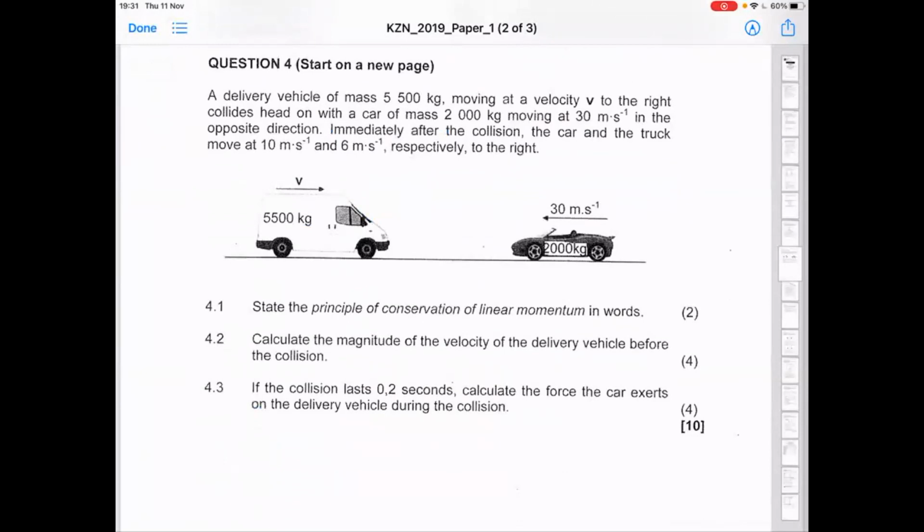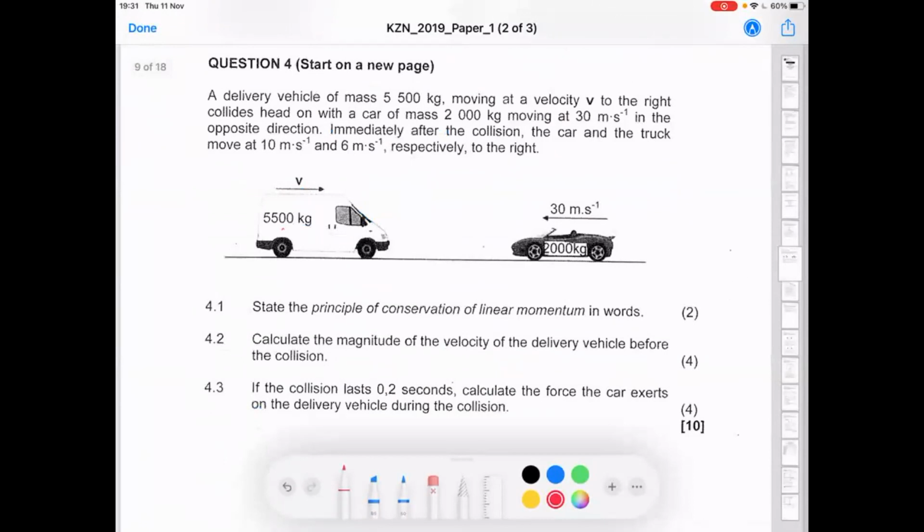So a delivery vehicle of mass 5,500 kgs moving at velocity v to the right collides head-on with a car of mass 2,000 kilograms moving at 30 meters per second in the opposite direction. Immediately after the collision, the car and the truck move at 10 meters per second and 6 meters per second, respectively, to the right. State the principle of conservation of linear momentum in words. Okay, the total linear momentum in a closed system is conserved or remains constant.